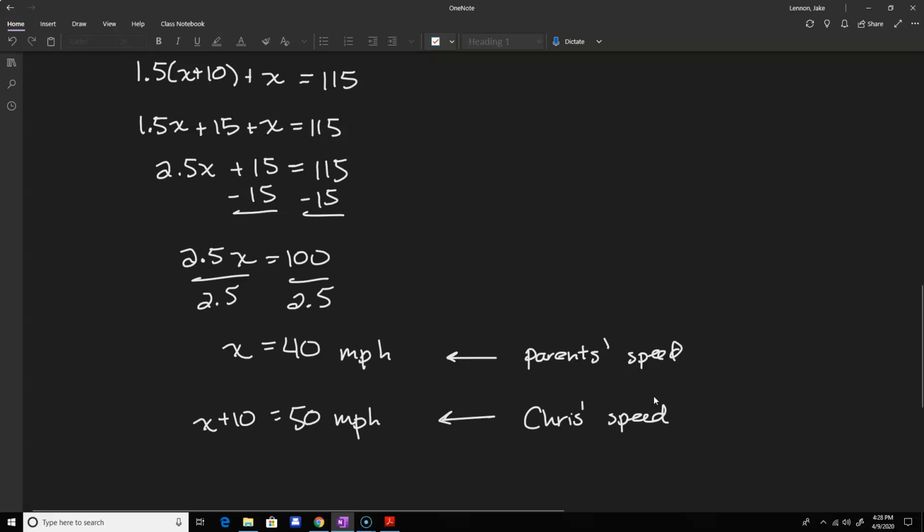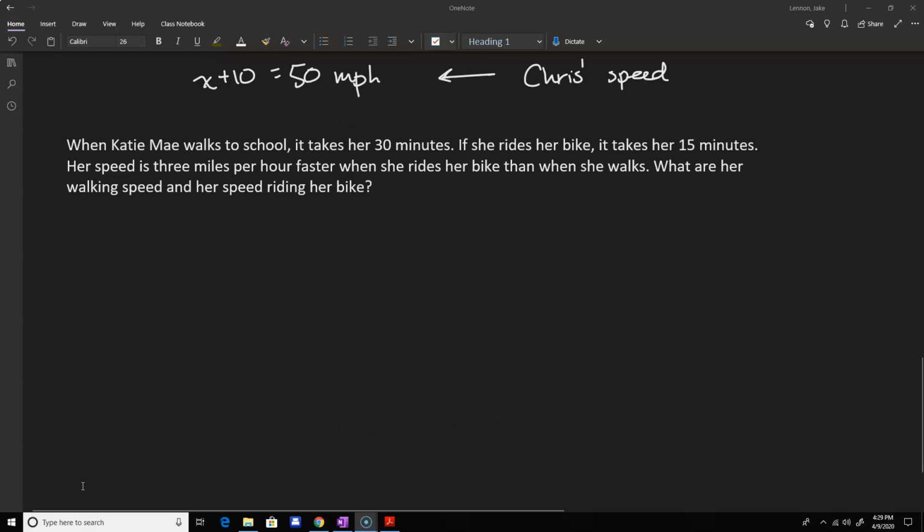So a little bit trickier because we had a relationship between the rates of the two travels, the speeds of travel. So let's go ahead and look at another one. Okay, so let's have a look at this problem. In this one we have Katie May walking to school. It takes her 30 minutes if she walks. If she bikes, it takes her 15 minutes. And we know that her speed is 3 miles per hour faster when she rides her bike versus when she walks. So we want to know what are the walking speed and the riding speed.